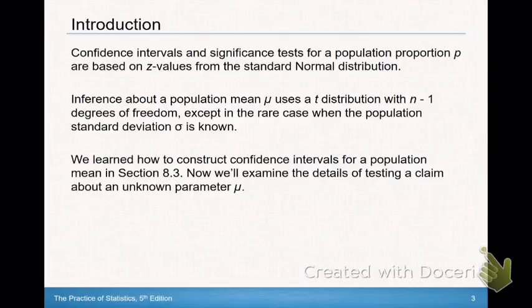Remember, confidence intervals and significance tests for a population proportion p are based on z values from the standard normal distribution. Inference about a population mean mu uses a t distribution with n-1 degrees of freedom, except in the rare case when the population standard deviation is known. It's very unlikely that you'll ever know the standard deviation of the population. We learned how to construct confidence intervals for a population mean in section 8.3. Now we're going to examine the details of testing a claim about an unknown parameter mu.